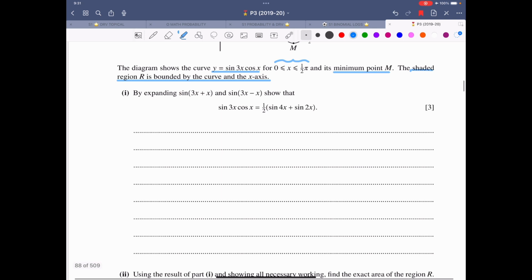The first part: by expanding sine bracket 3x plus x and sine bracket 3x minus x, show that, if I multiply these two, I should be getting this. So now let's work it out. One thing that you need to realize is that sine of 4x is the same thing as sine of 3x plus x. And similarly, sine of 2x is the same thing as sine of 3x minus x. So that is what you have to realize yourself.